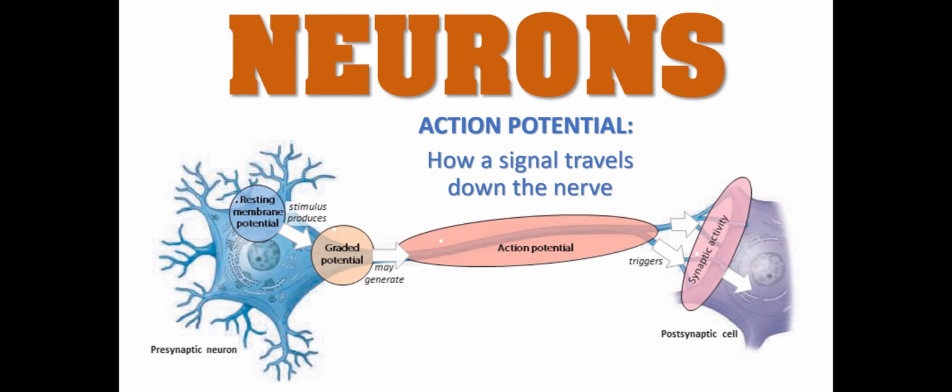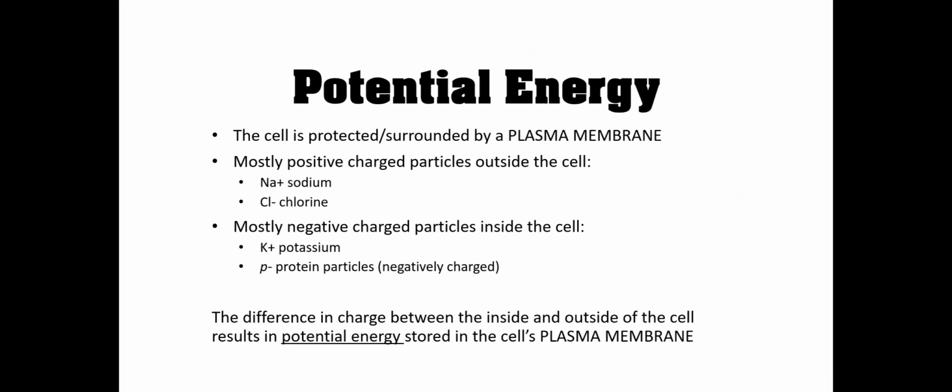Hi, so today we're going to talk about the action potential in neurons, which is pretty much how a signal travels down the nerve, through the nerve to get to the other side. So first we have to go over potential energy real quick.